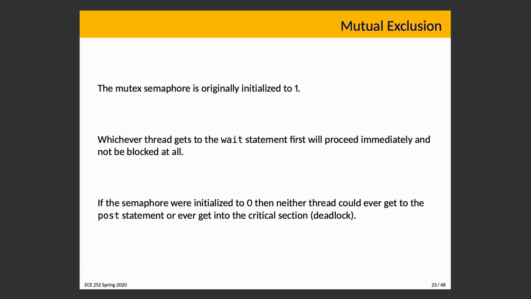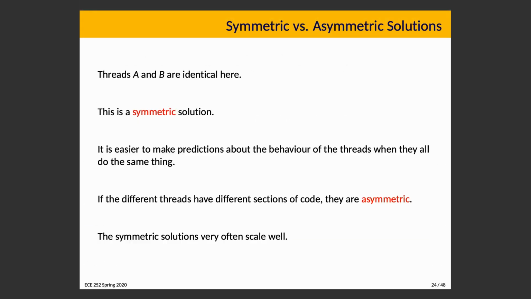So whichever thread gets to run first gets to the wait statement, proceeds immediately, and does not get blocked at all. Now, A and B are identical in their code. There's no difference between their statements, and that is what we call a symmetric solution, because every thread has the same synchronization behavior, does the same wait and post sequence in the same order, which is helpful because it makes it a lot easier to predict what's going to happen when threads are going to do the same thing.